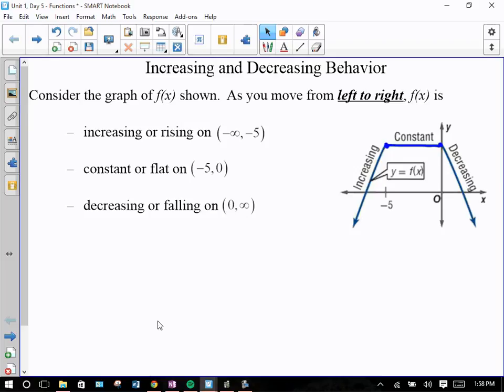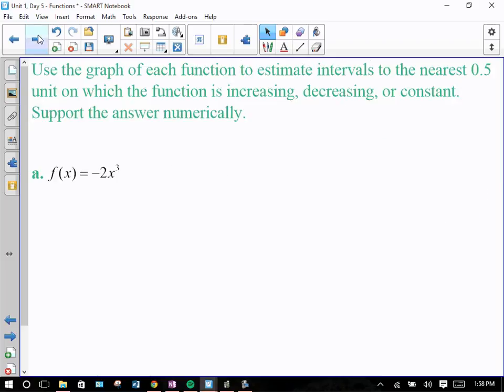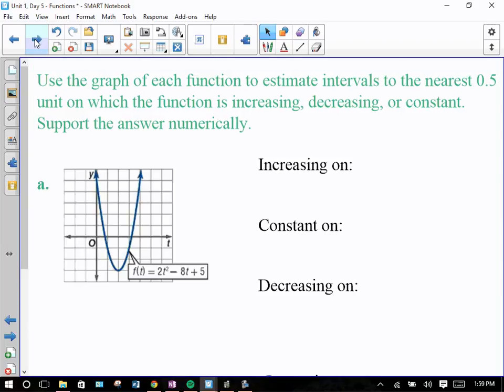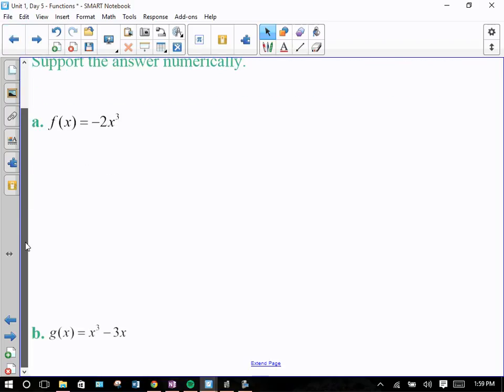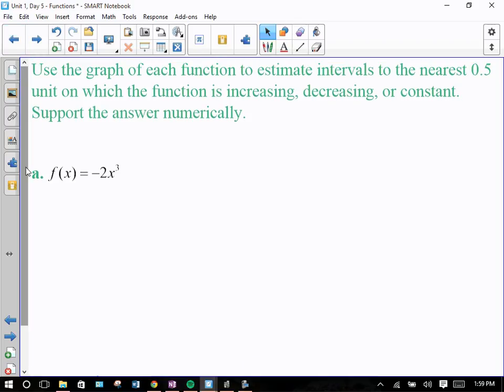You have that down for the most part. So, we're going to do a couple of examples. This is a quick one. Okay, so we're going to look at these examples real quick.